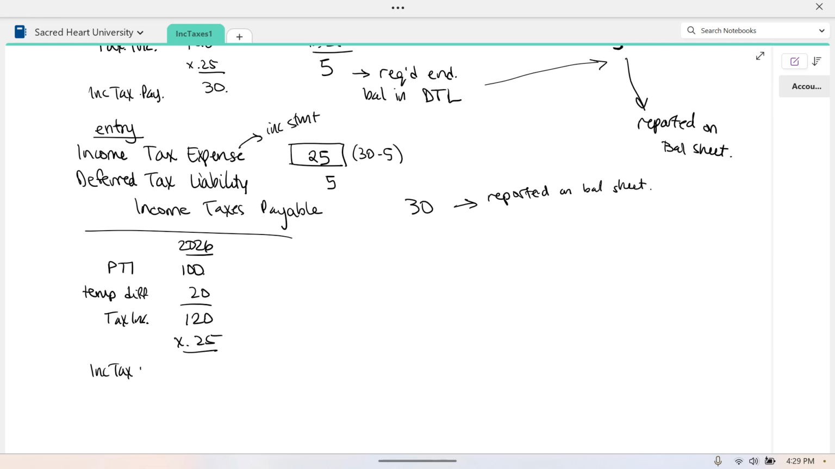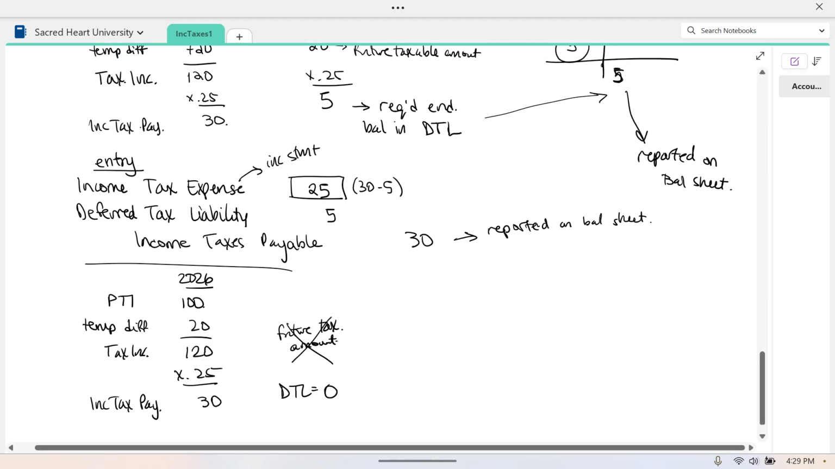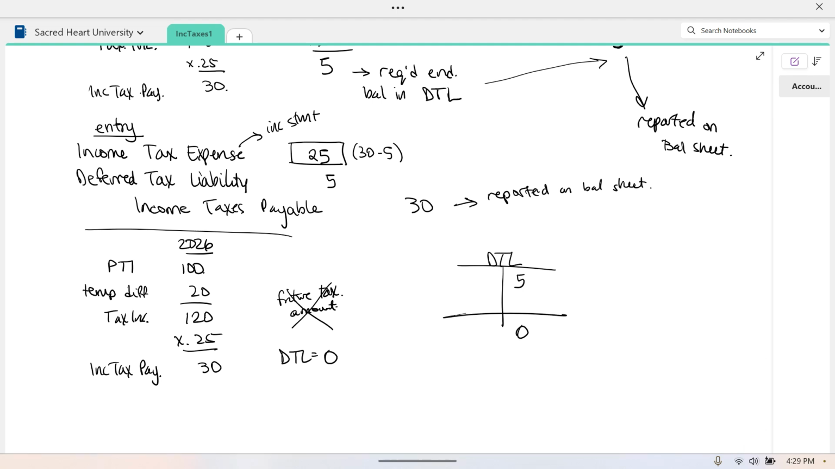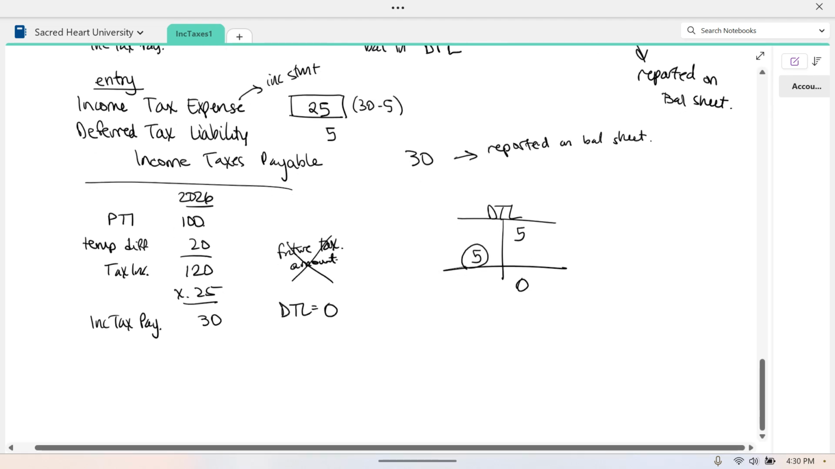Income taxes payable, 30. Okay, so what's our future amounts? Future taxable amount? Well, the asset is fully depreciated. So there's no future taxable amount. That's 0. We want our deferred tax liability balance to be 0 at the end of 2026 because we have no more asset. So our deferred tax liability account currently has a credit of 5. We want it to be 0. So we need to debit another 5.